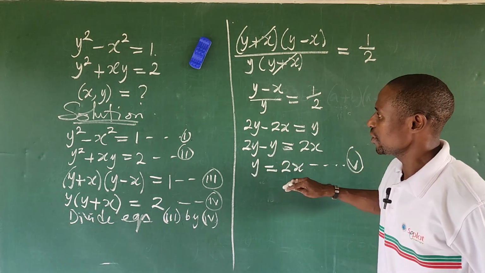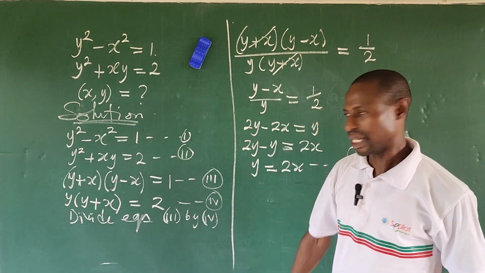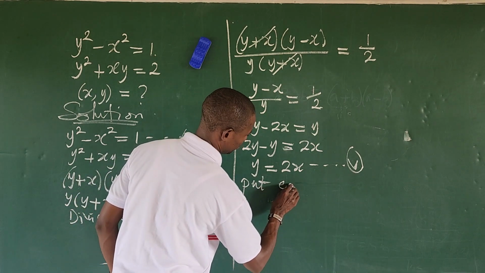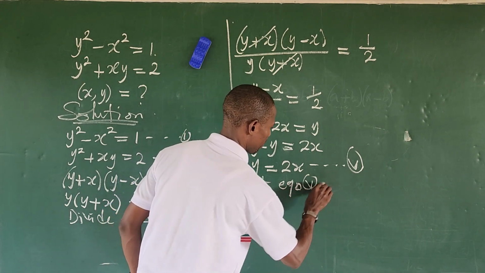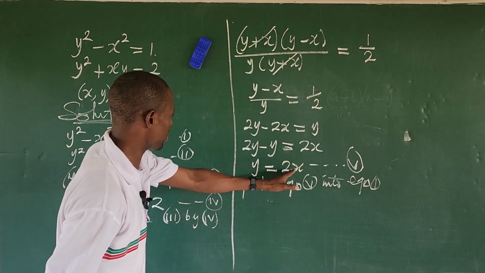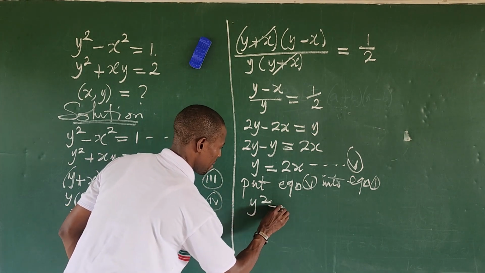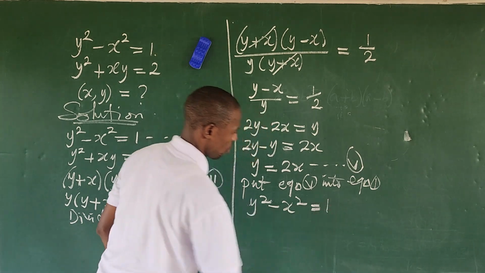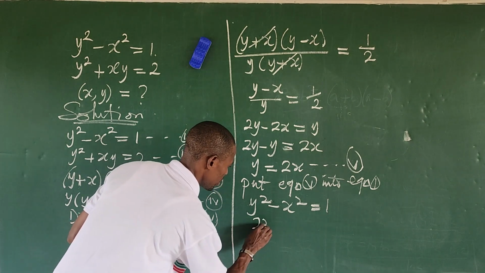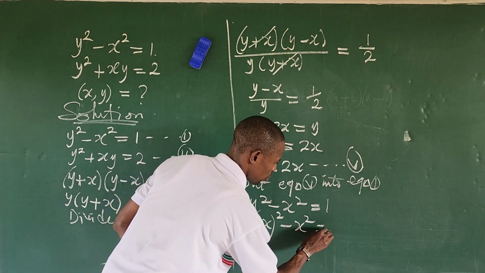Good. Now that we have equation 5, what do we do next? Put equation 5 into either equation 2 or equation 1. But here, let's put it into equation 1. So wherever we have y in equation 1, let's write equation 1 first: y squared minus x squared equal to 1. Wherever we see y, we put in 2x. So this will now give us (2x) squared minus x squared equal to 1.